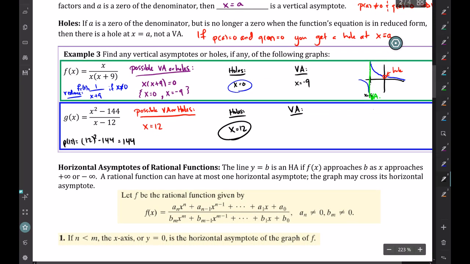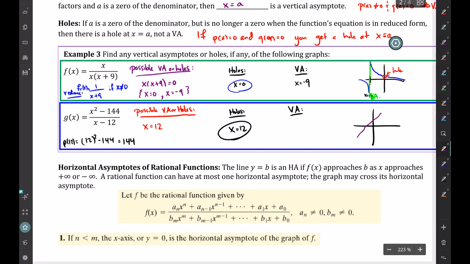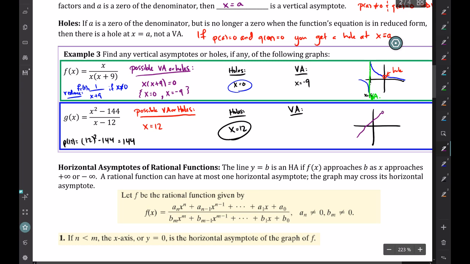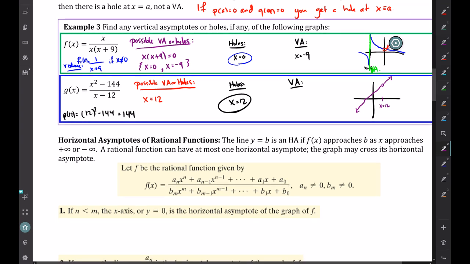Okay. And just as a quick sketch of what this looks like, the graph of g of x is going to be a line, and it's going to have a hole at x equals 12. You can plug that into a calculator if you want, and it'll give you a line, and if you zoom in really close or ask what the value is at 12, it'll say undefined. That's because there's a little hole there.